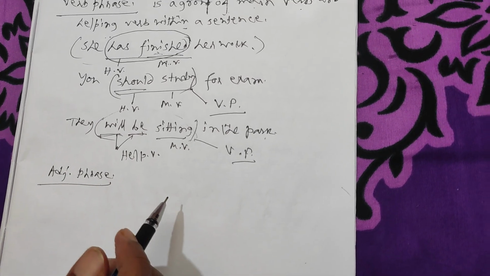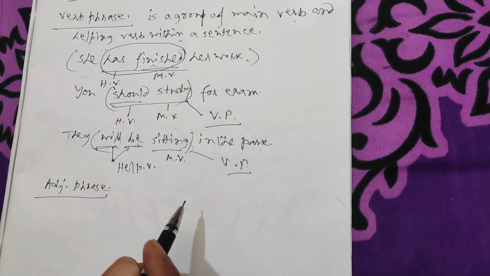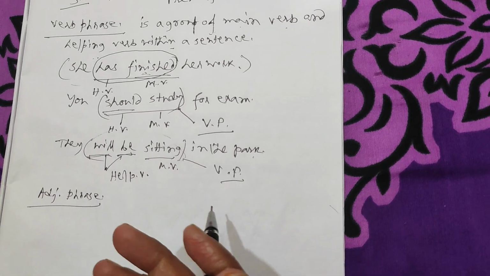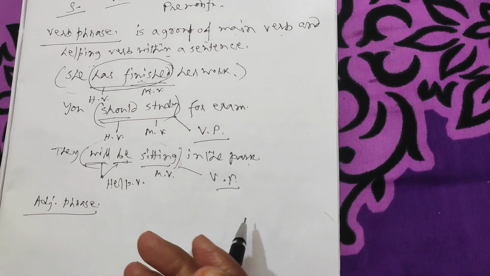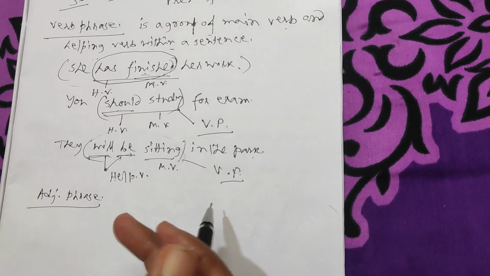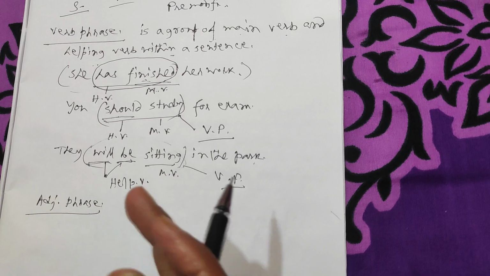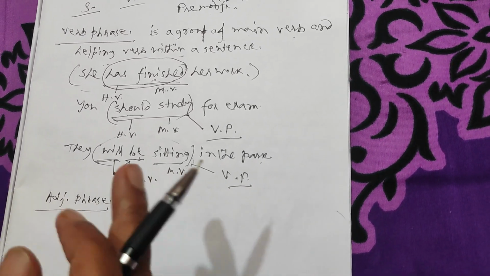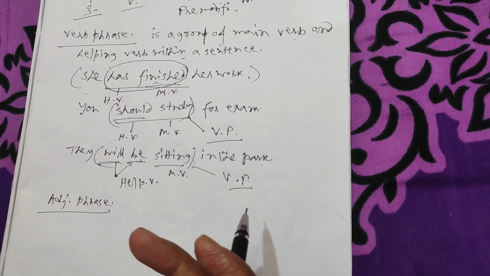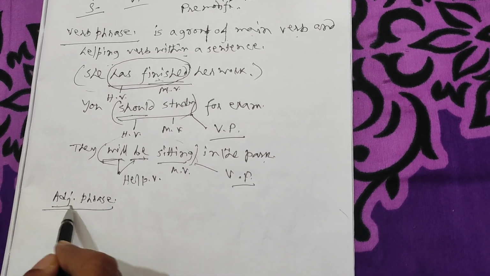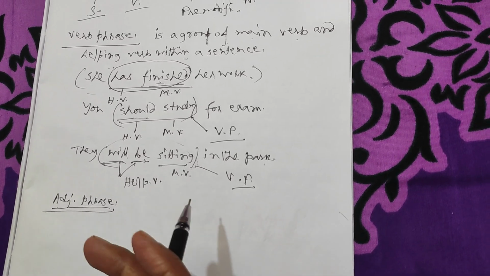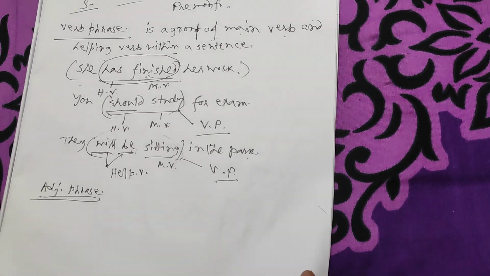What does an adjective do in a sentence? As you all know very well, the function of an adjective in a sentence is to qualify or describe a noun or a pronoun. An adjective must qualify a noun or a pronoun. The adjective phrase also does the same thing.